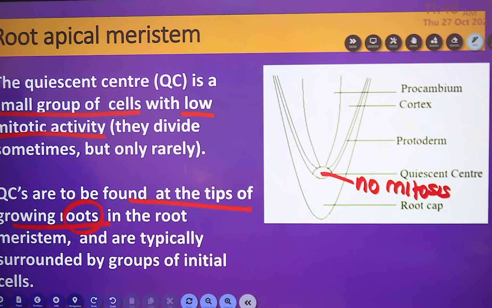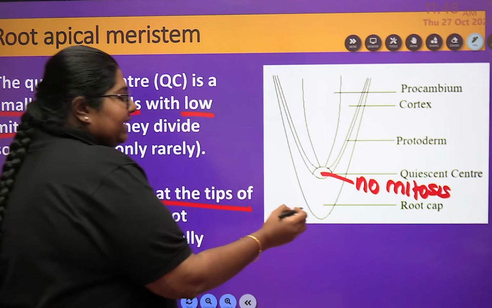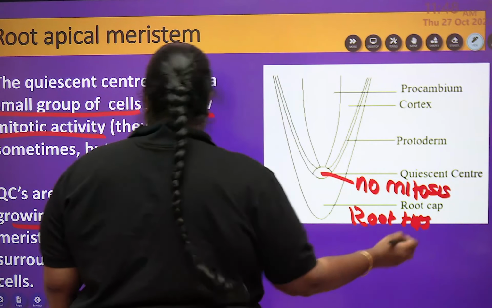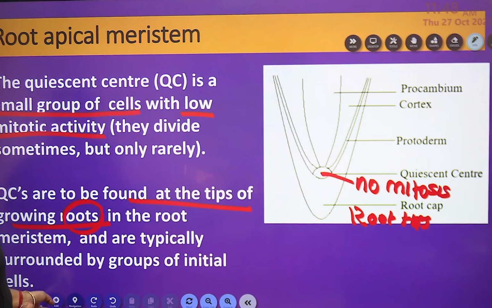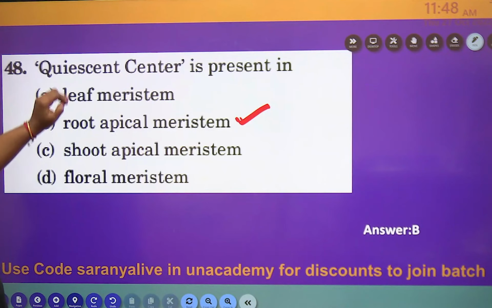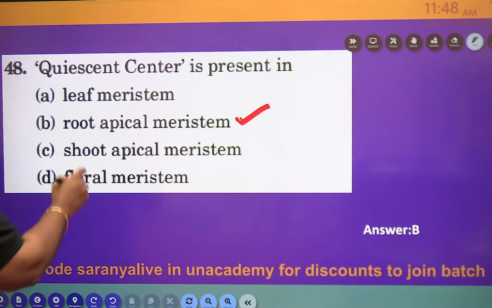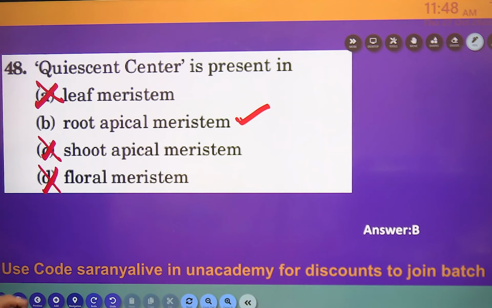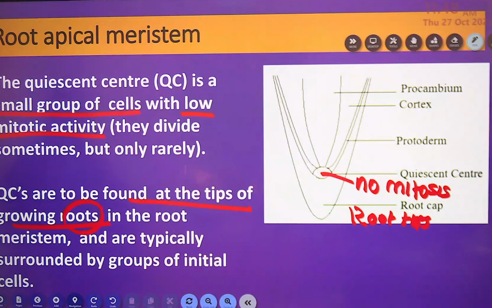They are found in the tips of the growing roots, the root tip. That is very, very important. So here they are asking, where is the quiescent center present? Is it present in the leaf? No. In the shoot apex? No. Floral? No. It is present only in the root apical meristem. I hope that this is clear to you.